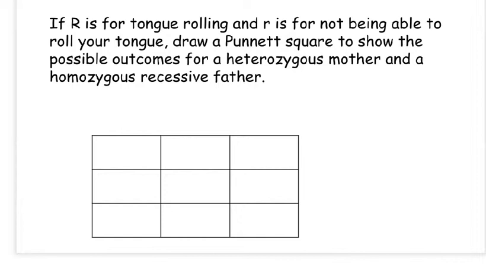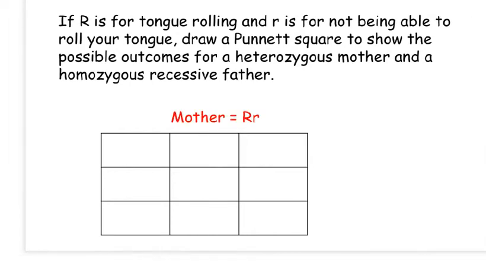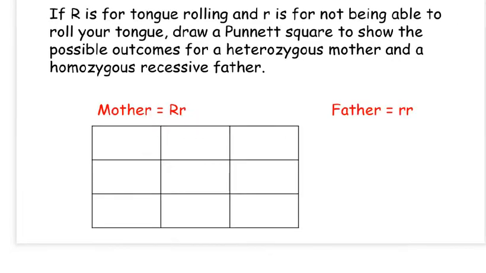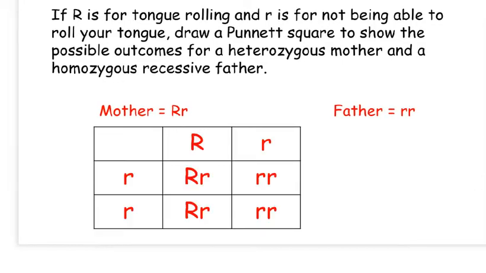Firstly, we need to identify the genotype of the parents. It tells us in the question that we have a heterozygous mother, so this means that she has one dominant allele and one recessive. It also tells us that the father is homozygous recessive, meaning he has 2 recessive alleles. Now we can put this into the grid and work out the outcomes.